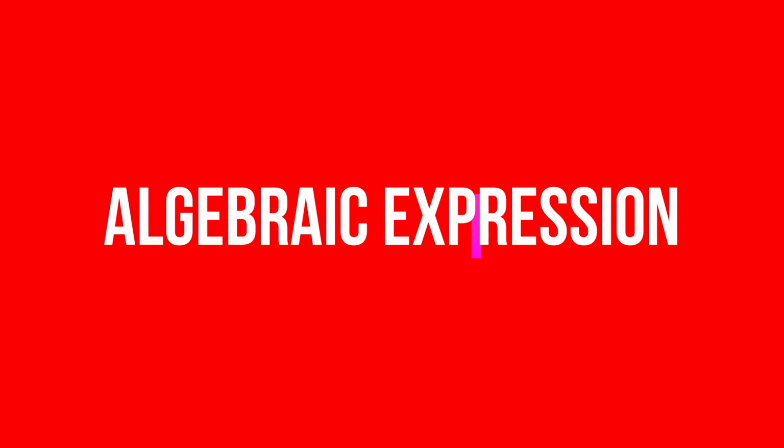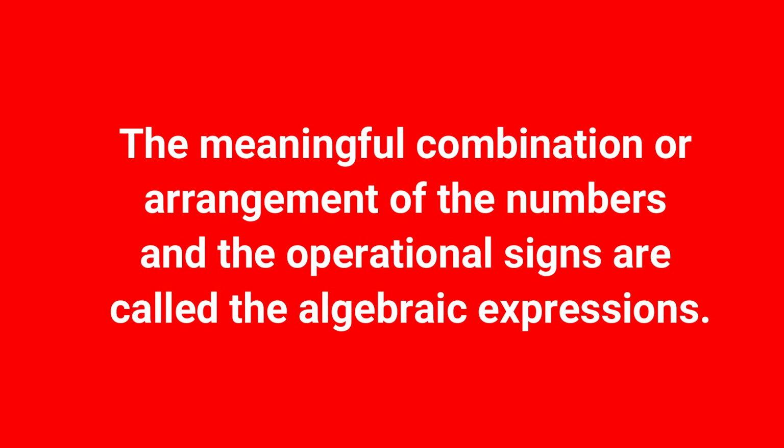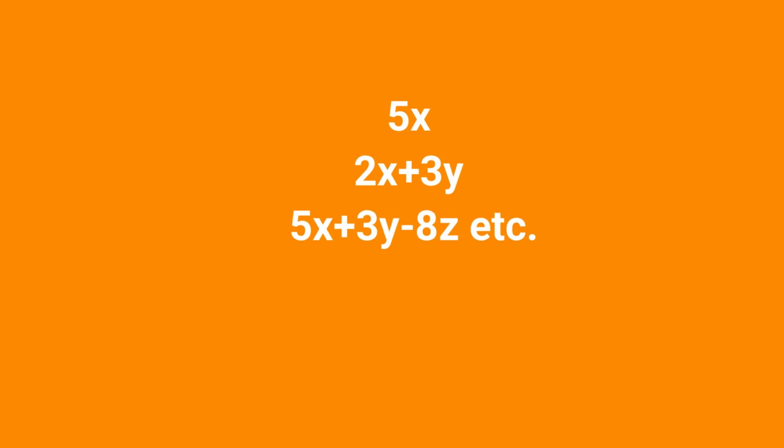Now, algebraic expression. What is algebraic expression? The meaningful combination or arrangement of the numbers and the operational signs are called algebraic expressions. For example, 5x, 2x plus 3y, 5x plus 3y minus 8z, etc.